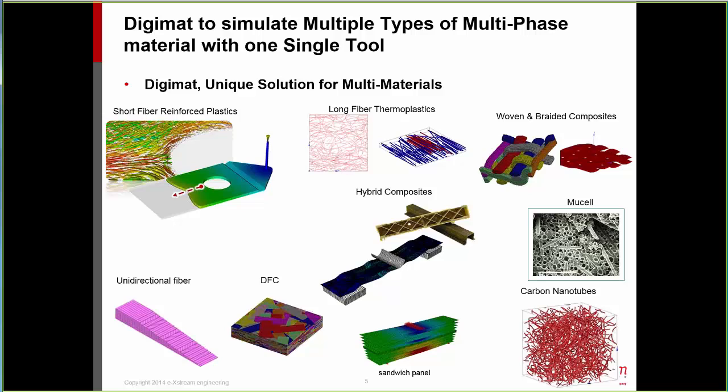The interest of Digimat is that it's a very unique solution to work at the material engineering level as well as the structural engineering level, for all the types of microstructures you could meet when using multi-phase material. It can be short fiber reinforced plastic, long fiber, hybrid composite, UD, woven, braided, MuCell. As soon as you have a multi-phase material, even if it's only about air inclusion, it makes sense to use Digimat, and you can do this with one single tool.